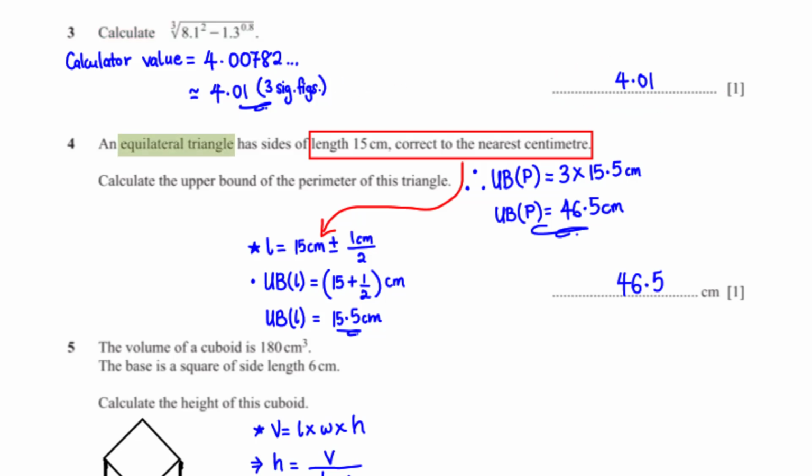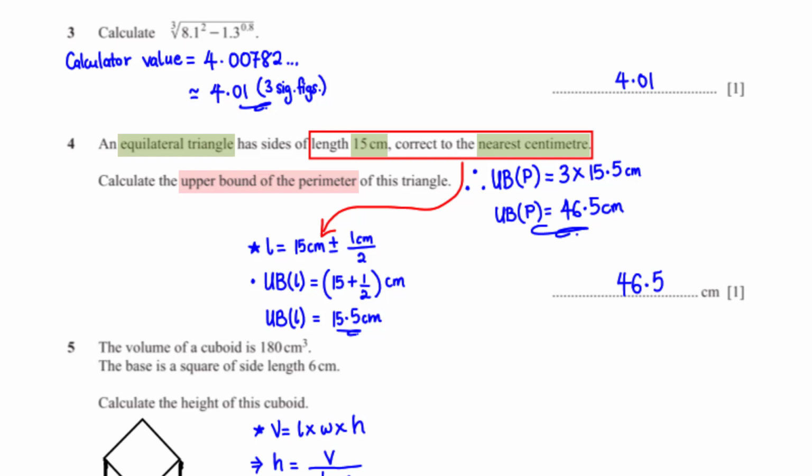An equilateral triangle has sides of length 15 centimeters correct to the nearest millimeter. Calculate the upper bound of the perimeter of this triangle. Since we are correcting the length to the nearest centimeter, we write down our equation as length is equal to 15 centimeters plus and minus 1 centimeter divided by 2. So since we are dealing with the upper bound, we ignore the negative sign and go ahead with 15 plus 1 over 2 centimeters, and that gives us the upper bound of the length as 15.5 centimeters.